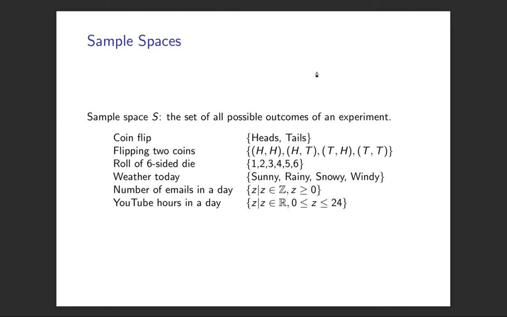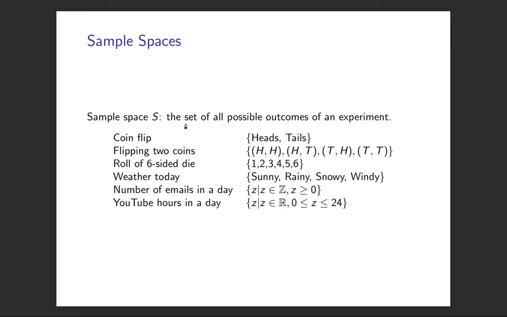The sample space is the set of all possible outcomes of an experiment. So if it's tossing a coin, it's the set which consists of heads or tails. If we flip two coins, it's pairs. I put brackets around them. Could be two heads, heads-tails, tails-heads, and two tails. If it's a dice, then it's six-sided, then it's numbers 1 to 6. If it's weather, it could be sunny, rainy, snowy, windy, or whatever.